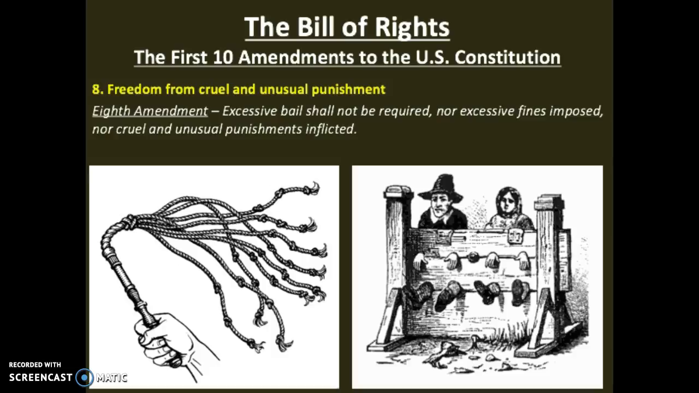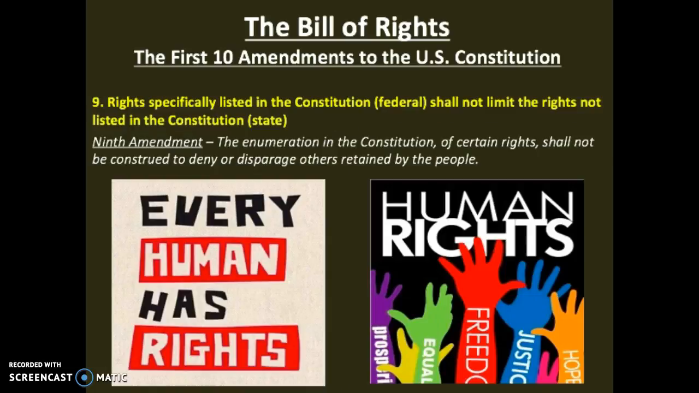Number 8 is no cruel and unusual punishment. So the punishment should match the crime. Okay, and this is often in discussion in regards to the death penalty. Some believe that the death penalty is a cruel and unusual punishment.